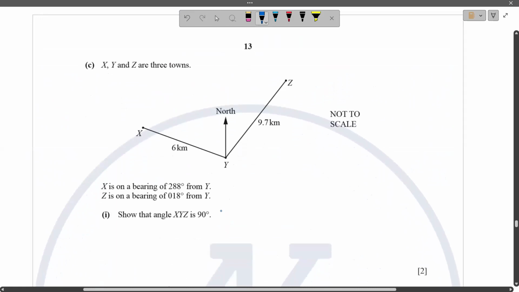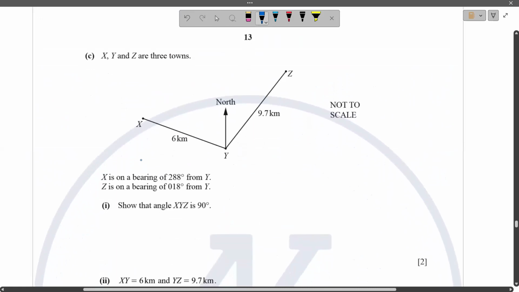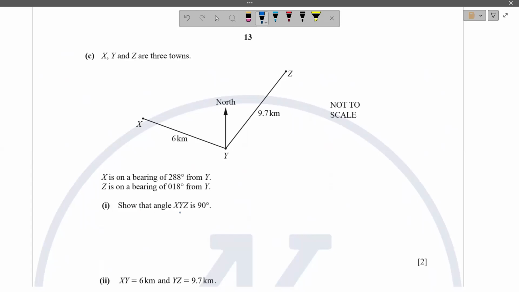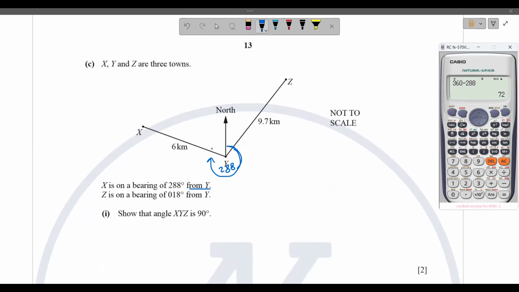C, we have the 3 points or 3 towns X, Y, and Z. Show that the angle XYZ is 90 degrees. So here we have X in a bearing of 288 from Y. X is 288, and this whole angle, okay. So we have this part, 360 minus 288 is 72.